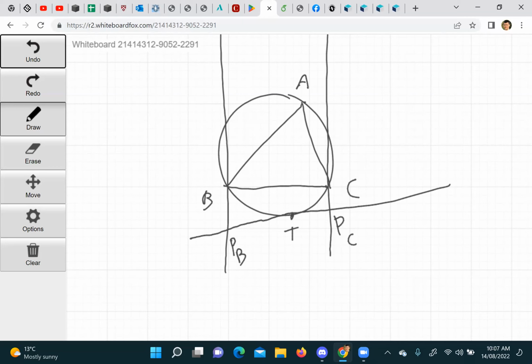And we're asked to show basically that if you join this and that's Q, then PCQ is perpendicular to AB and PBQ is perpendicular to AC.